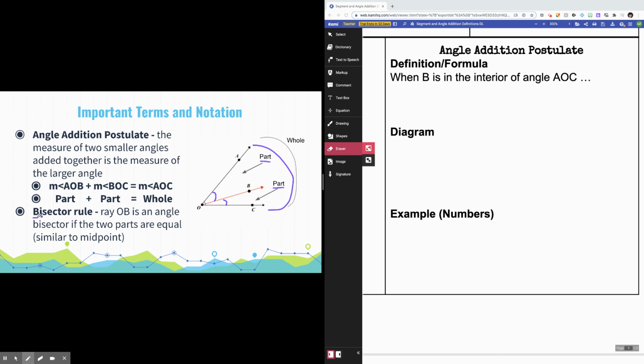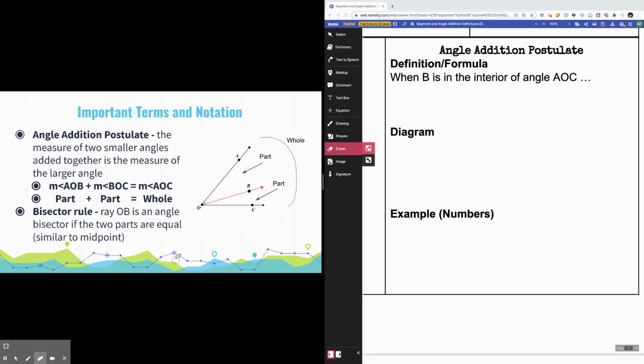Similar to the way that midpoints divide a segment into two equal parts, a bisector divides an angle into two equal parts. So the bisector is the ray in the middle. Now we don't know if the parts are equal unless you see that magic word, the bisector, or for segments if you see the word midpoint. You have to see those. Otherwise, you don't know for sure that they're equal. And then you have to use this rule, part plus part equals whole.